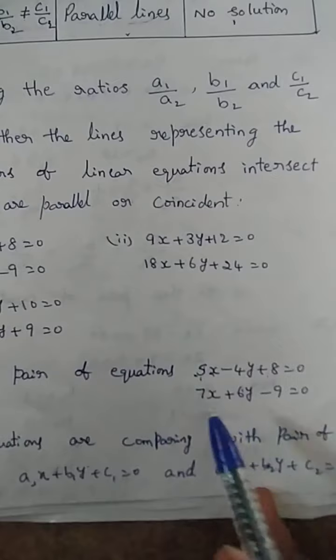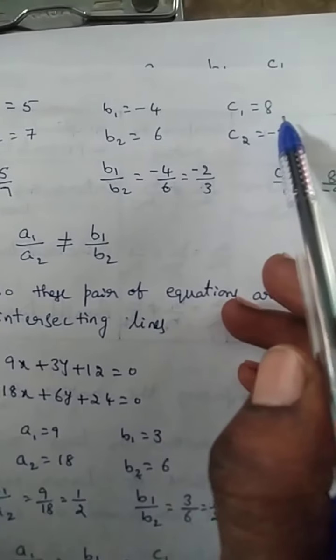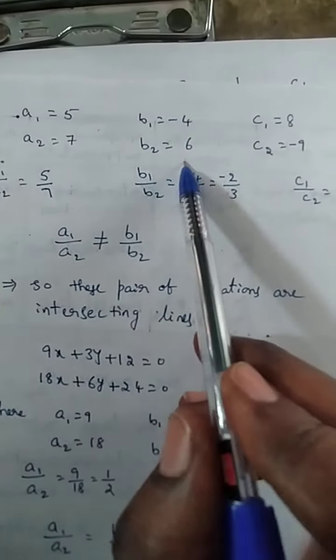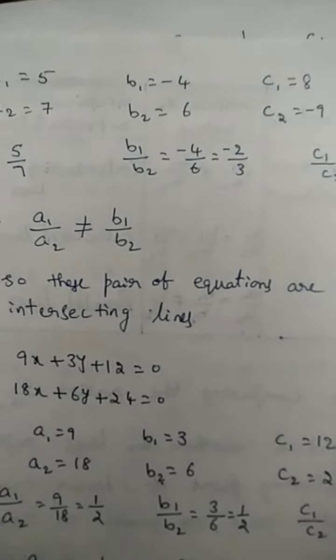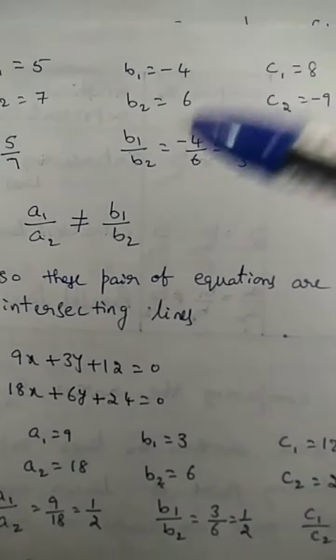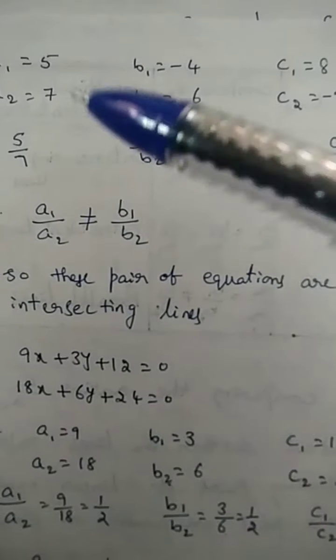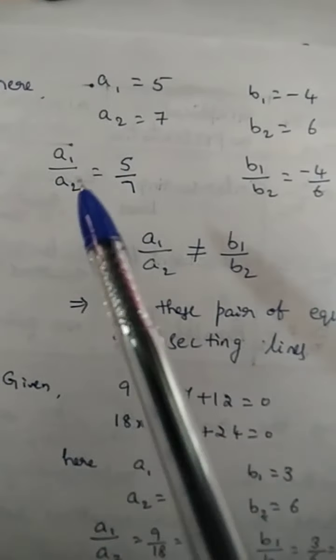So a1 is equal to 5, b1 is equal to minus 4, c1 is equal to 8. a2 is equal to 7, b2 is equal to 6, c2 is equal to minus 9. What's the question here? Find whether the given pair of equations are intersecting, parallel or coincident. By comparison of the ratios, we can say which type of lines they are. So now we can compare.